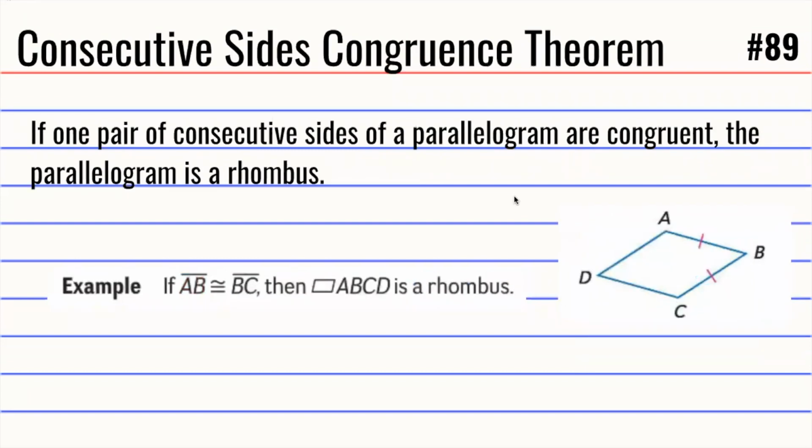Okay, so the consecutive side congruence theorem says that if one pair of consecutive sides of a parallelogram are congruent, then the parallelogram is a rhombus. So if you have ABCD here and AB is congruent to BC, then it's a rhombus. You could also have that AB is congruent to AD. That would be the same thing. That would make it also a rhombus.